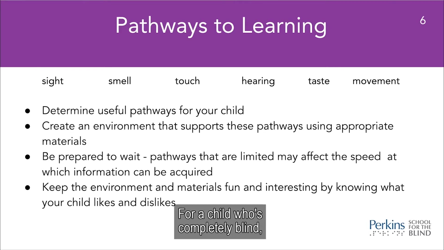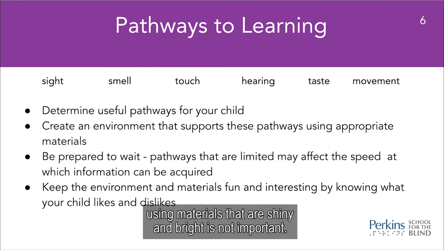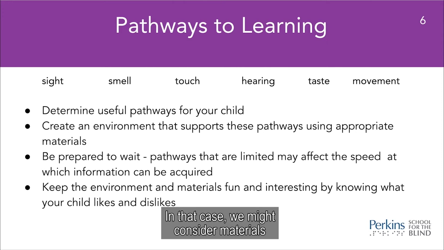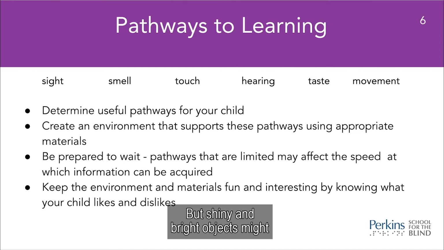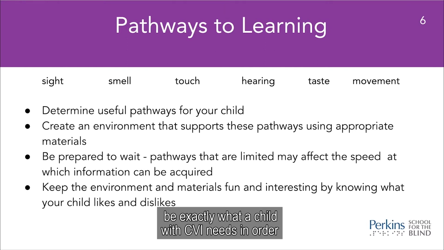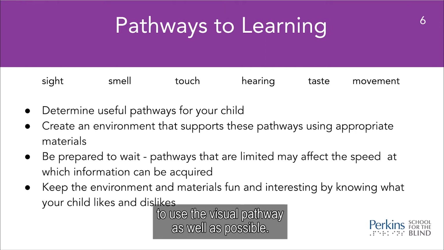For a child who's completely blind, using materials that are shiny and bright is not important. In that case, we might consider materials that have interesting texture or sound qualities. But shiny and bright objects might be exactly what a child with CVI needs in order to use the visual pathway as well as possible.